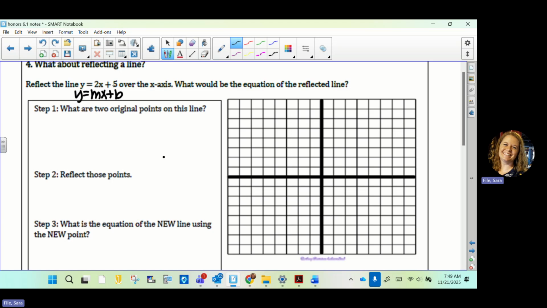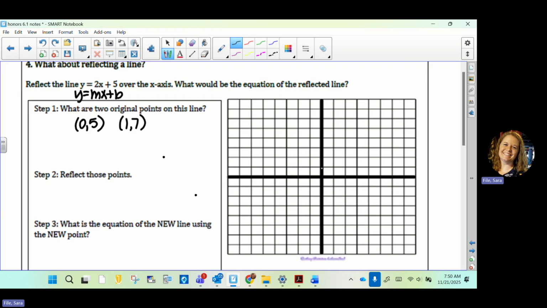you can identify the y-intercept is at 5, so there's a point at 0, 5. And then you can pick any other point you want. You could plug in a 1 and see what that gets you. If I plug in a 1, 1 times 2 is 2, that's going to be 7. So there's a point at 1, 7.